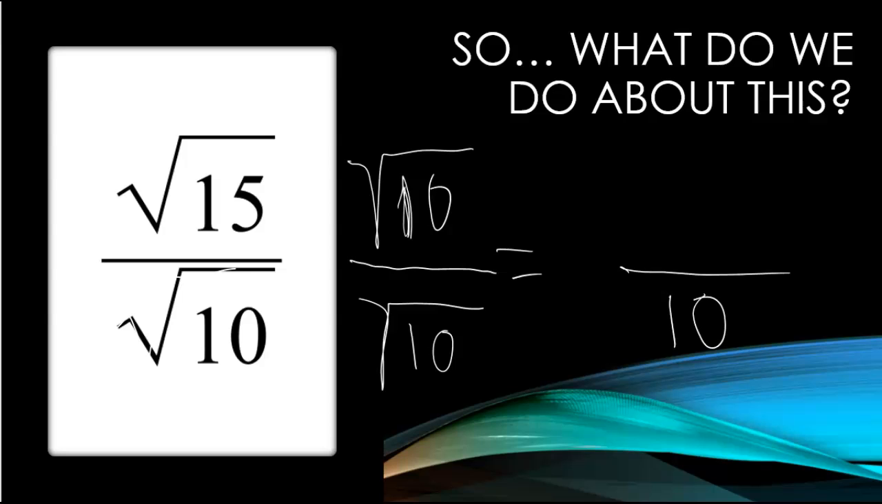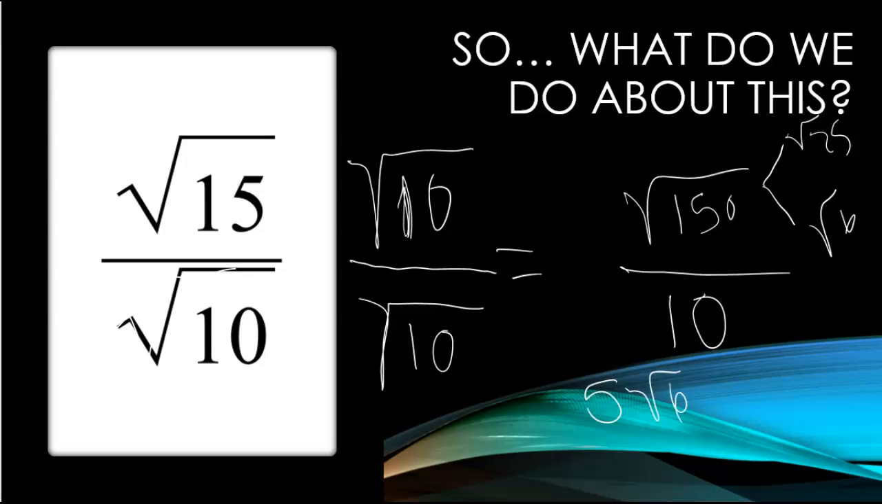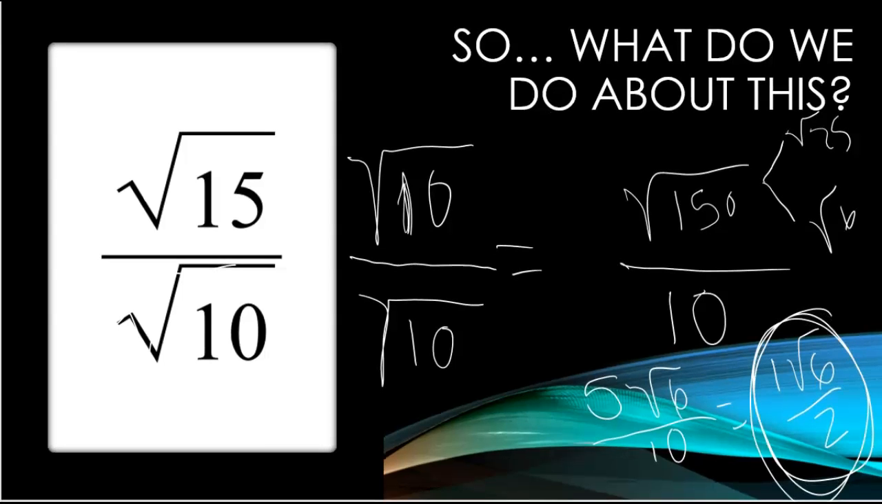Radical 15 times radical 10 is radical 150. And then I can simplify this. It's radical 25, radical 6. So that means our answer is going to be 5 radical 6 over 10. Well, I can reduce the 5 and the 10. It's going to be radical 6 over 2. Make sense? Easy beans?